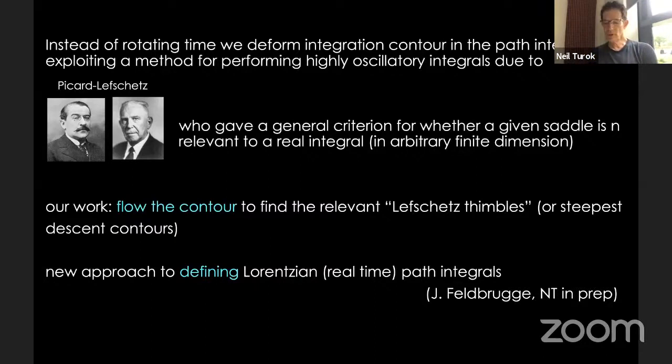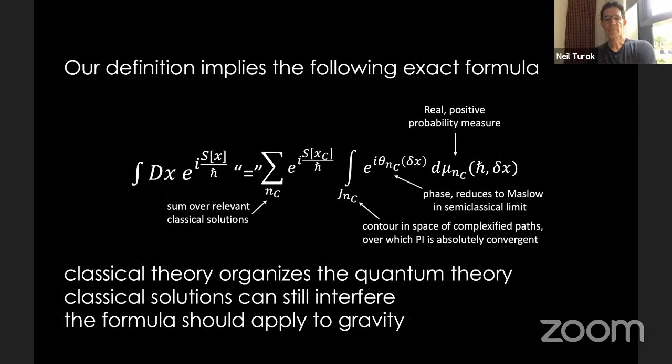This is strangely a new approach to defining Lorentzian real-time path integrals. There have been some mentions in the literature before, but not, as far as I know, in the spirit of actually using this to define them from the beginning. I'm going to tell you the answer. Our definition of the path integral implies the following exact formula. On the left, we have Feynman's guess for the path integral. It's not really a well-defined formula, but I'm going to define it.